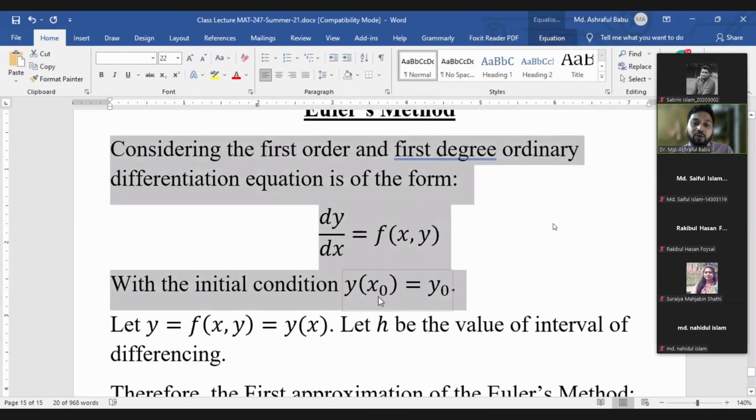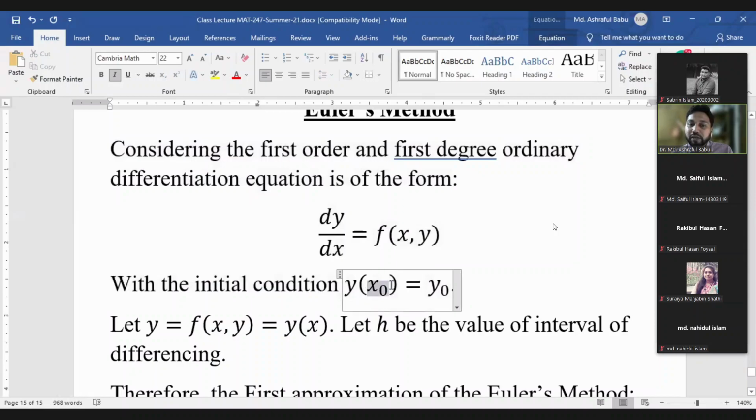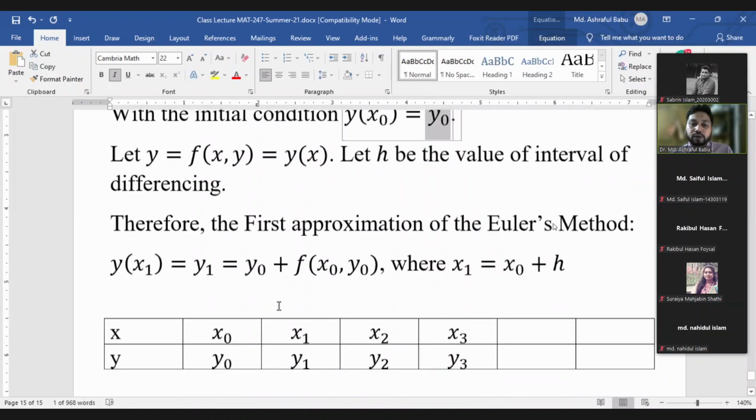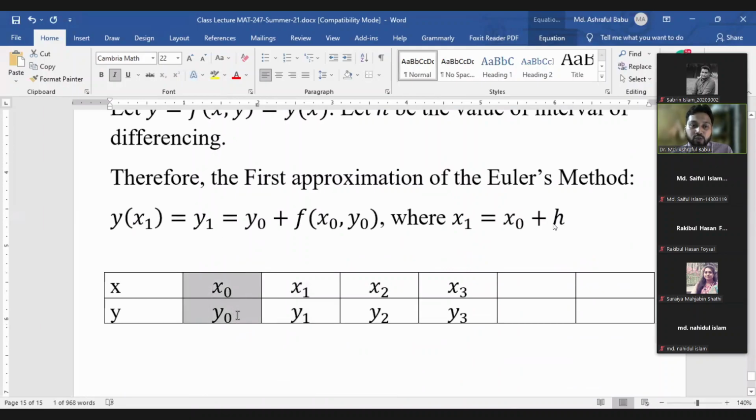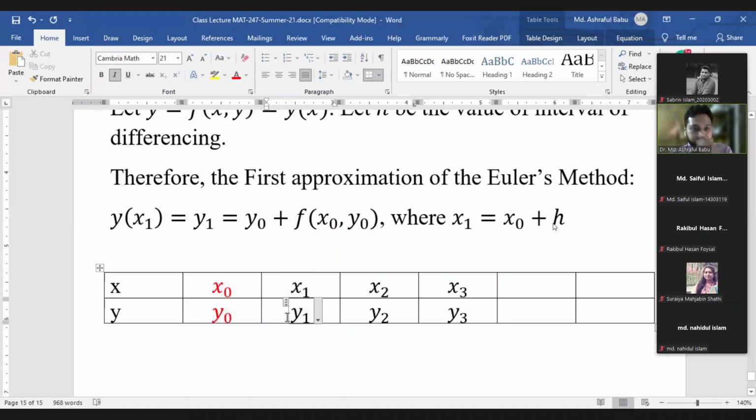In that initial condition, the initial domain x naught is given, and for this x naught, the initial function value y naught will also be given. So these two values will be given to you. Now we have to find out y1. That is called the first approximation using Euler's method.